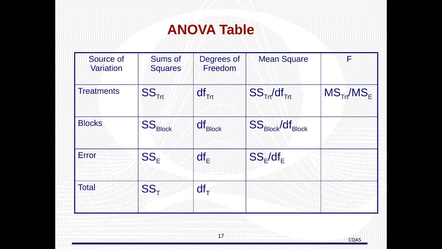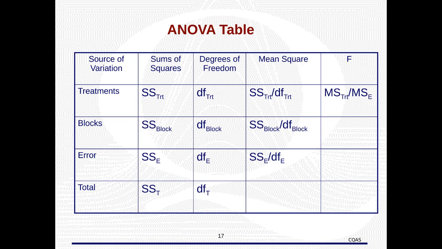Now we construct the ANOVA table, which organizes all our calculations into a standard format. Each row represents a source of variation: treatments, blocks, and error. For each source, we calculate the sum of squares, which measures total variation from that source. We then divide by the appropriate degrees of freedom to obtain mean squares, which are variance estimates. The test statistic for treatments is the ratio of the treatment mean square to the error mean square. Notice that we do not test the block effect directly, but the block mean square provides valuable diagnostic information. By comparing the block mean square to the error mean square, we can assess whether blocking was effective.